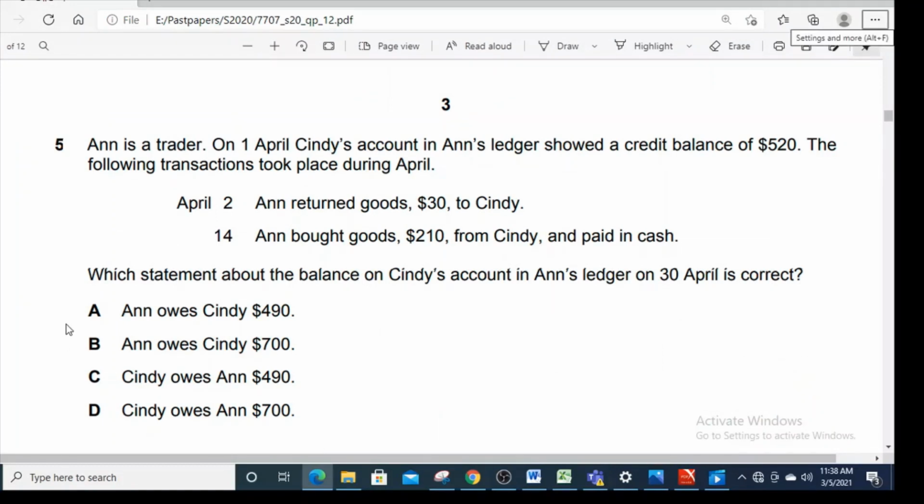Looking at our options, A says that N owes Cindy 490, which is of course the correct answer as per our calculation. But we will look at other options also. N owes Cindy 700. No. Cindy can't owe because Cindy is accounts payable. Cindy owes N 700. No. So the correct option is option A.